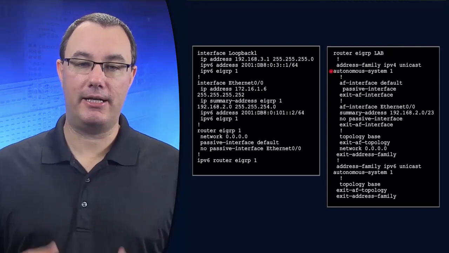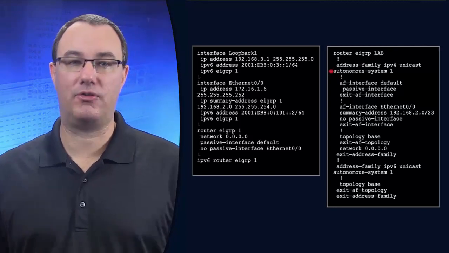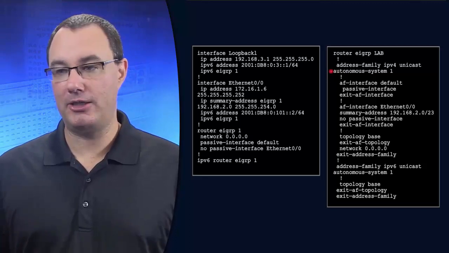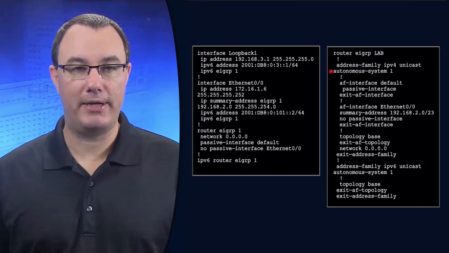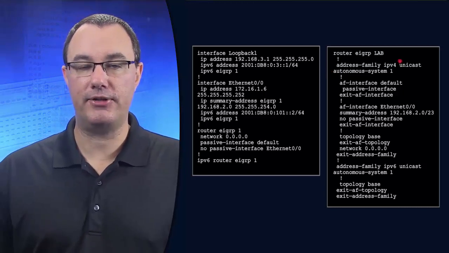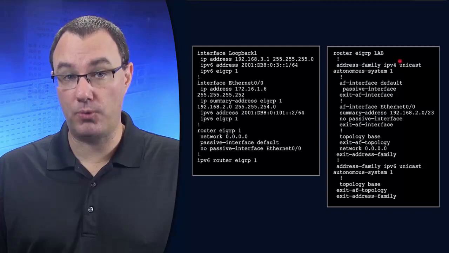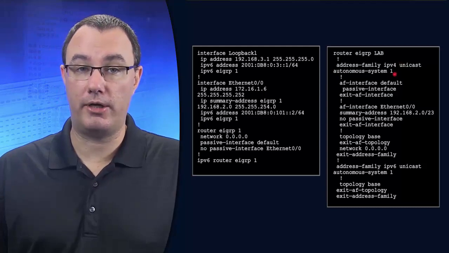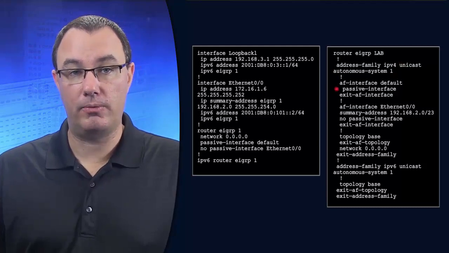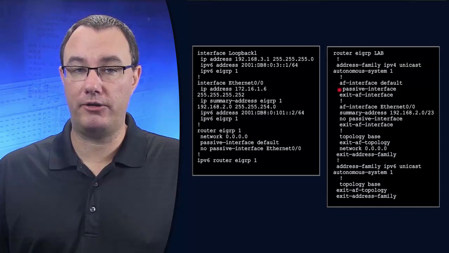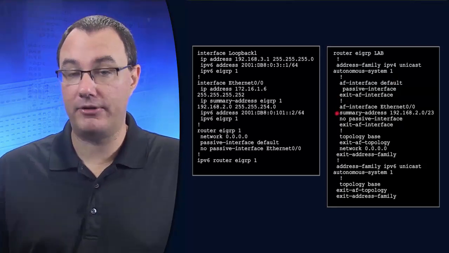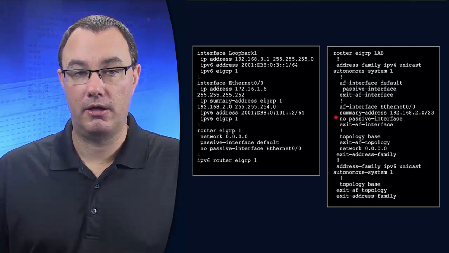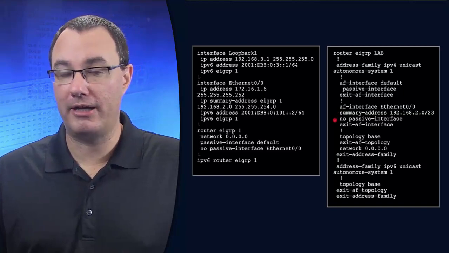Now, the great thing about named EIGRP is it gives you address families. Address families make your life a little bit harder at first, but easier later on. So what we have here is an EIGRP config for IPv4 for Autonomous System 1. And we can see, oh, passive interface is going to apply to all my interfaces by default. And then I go into my interfaces. I'm going to advertise a summary route. I'm going to override passive interface default.